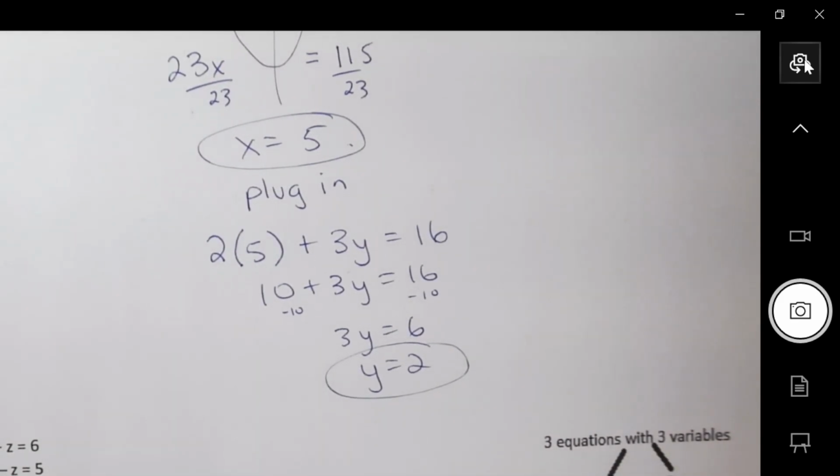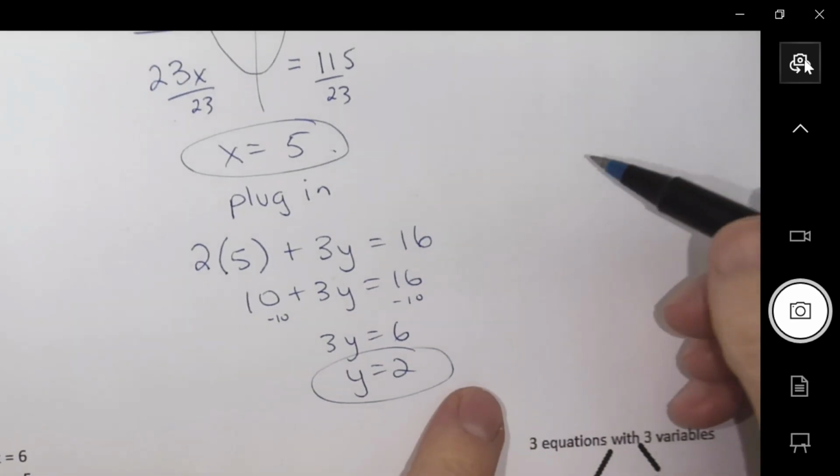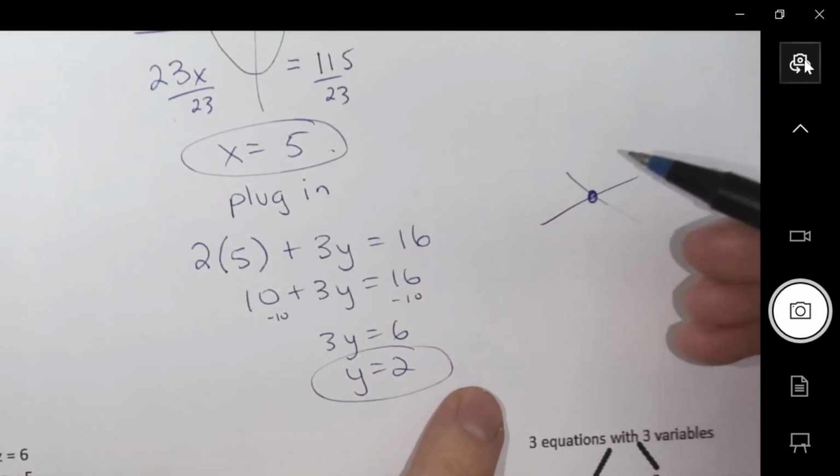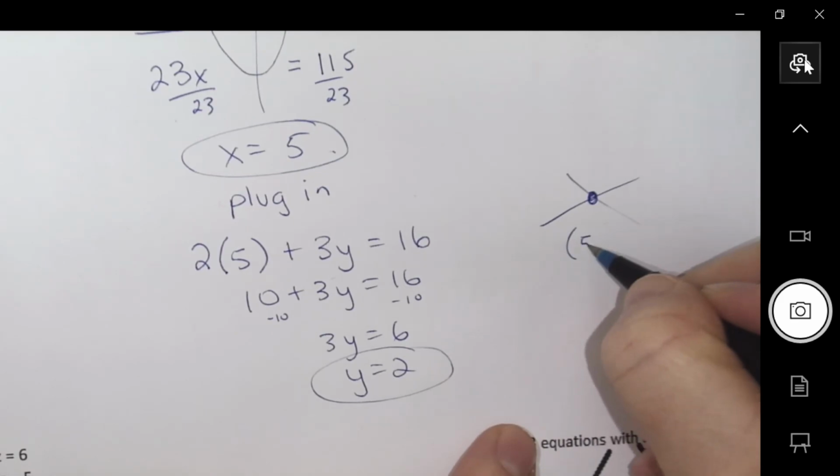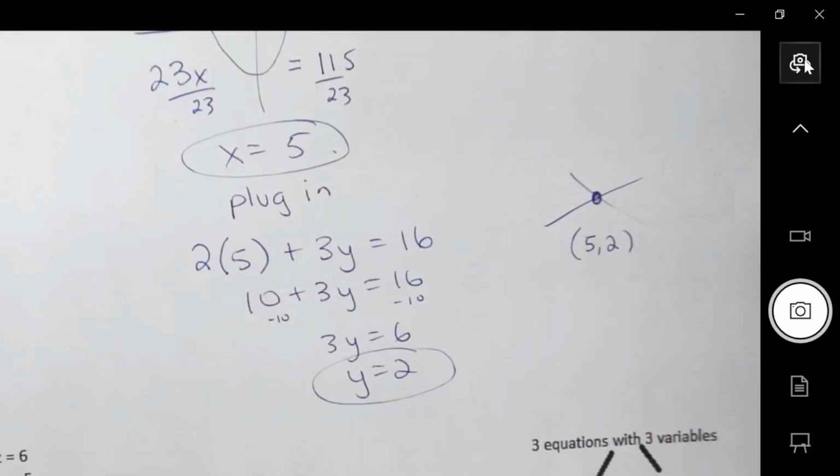So what does this really mean visually? Well, both of these equations in grade 10 would be lines. And then where do the 2 lines intersect? At the coordinate 5, 2. That's what that really means, right? That's what was happening.